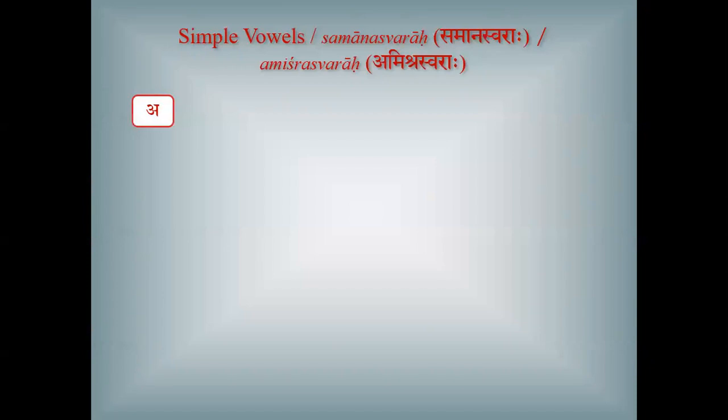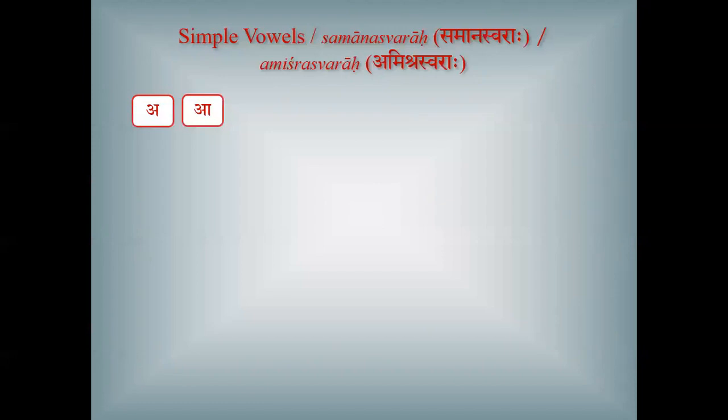So the first letter is A. It is pronounced short A. And the next letter is A. The first letter is the short vowel A. The second one is longer. It is the long vowel A. You have to stretch it. Short, long. Short vowel A.